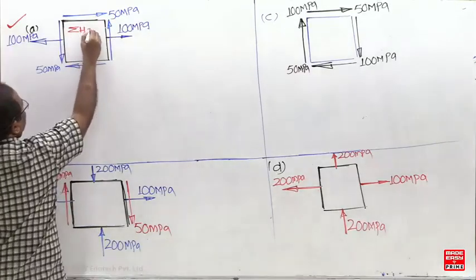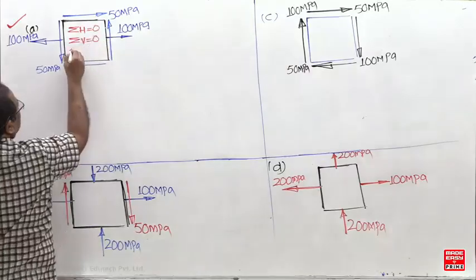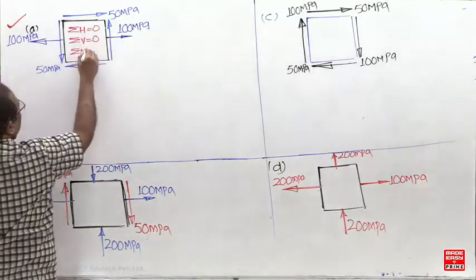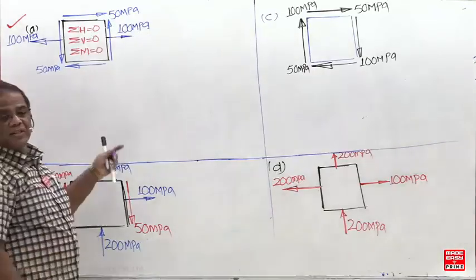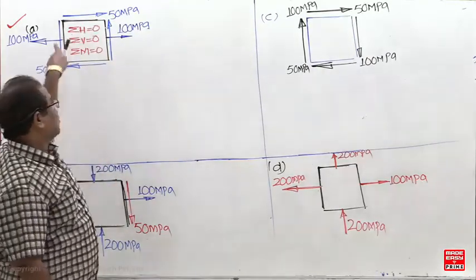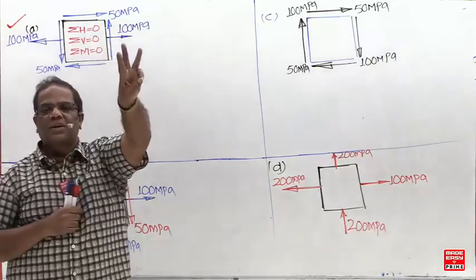Sum of the horizontal forces is 0. Sum of the vertical forces is 0. Sum of the moments is 0. Now can you write down the values? If I ask this question now, can you find out the principal stress? To find out the principal stress, what values are required?